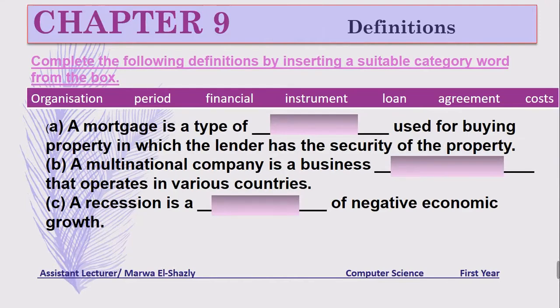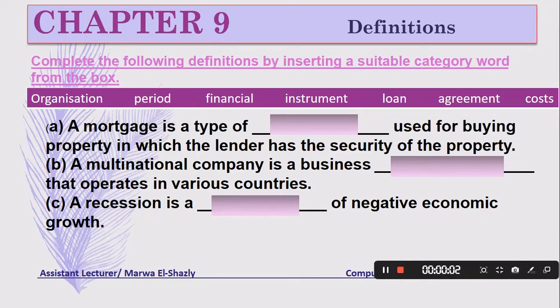Complete the following definitions by inserting a suitable category word from the box. طيب ايه هو ال category words اللي هتبقى؟ هنشوف كده. نقرا البوكس. Organization, منظمة. Period, فترة. Financial, مالي. Instrument, أداة. Loan, قرض. Agreement, اتفاق. Costs, مصاريف.